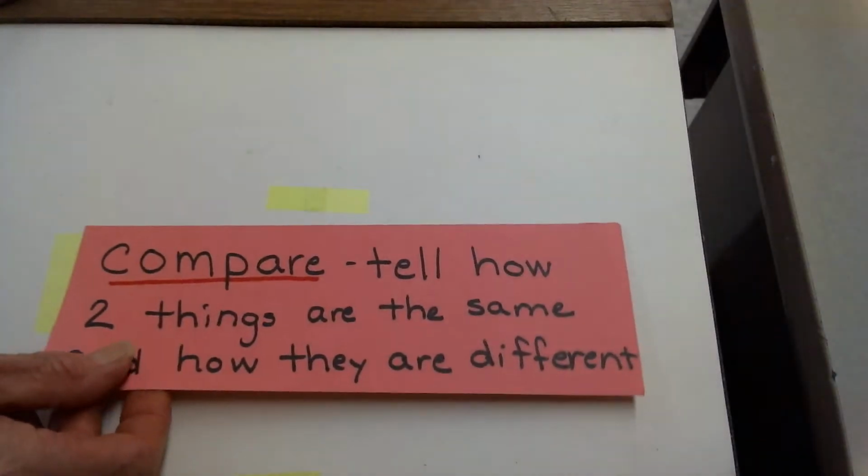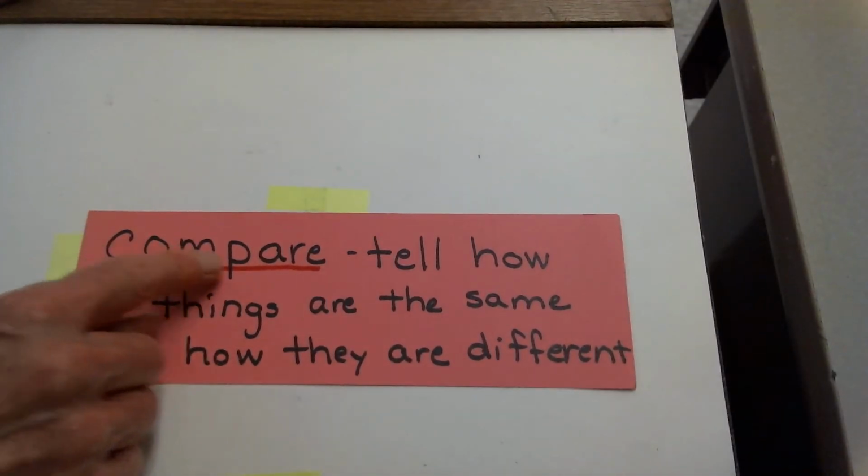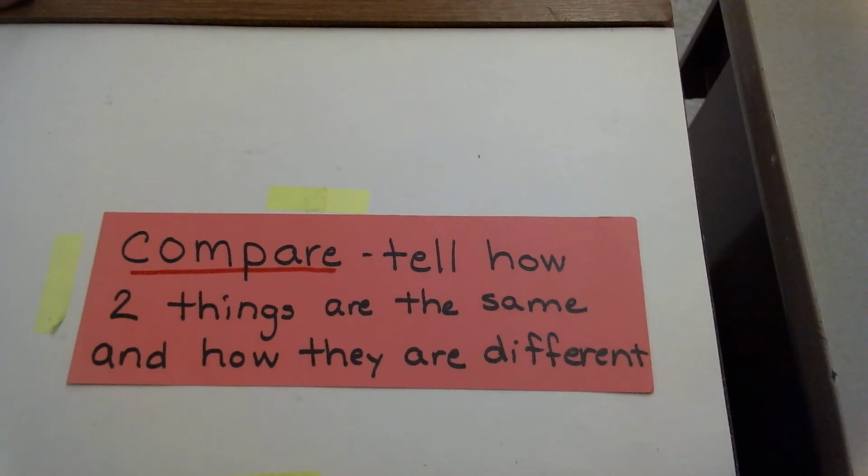Today's writing lesson is going to be about a new skill. It's a skill you can use in any subject: reading, writing, science, math, history, anything at all. You can use it when you're just talking about your family. The skill is compare. When you compare, you tell how two things are the same and how they are different.